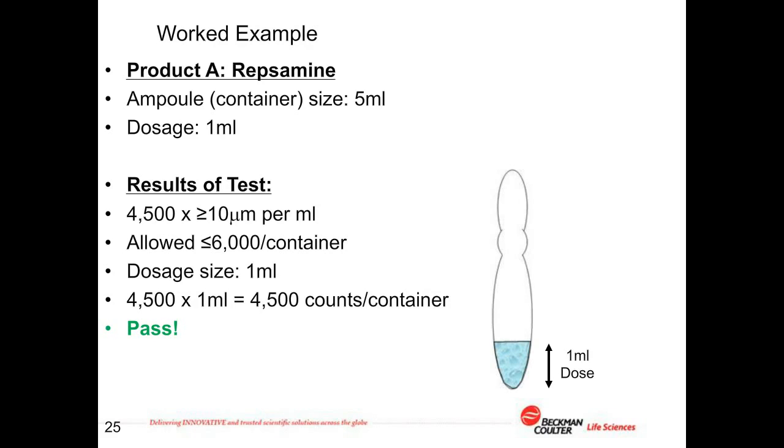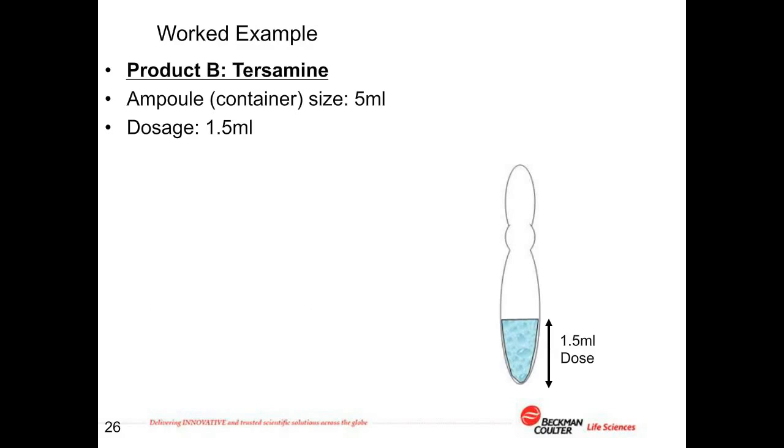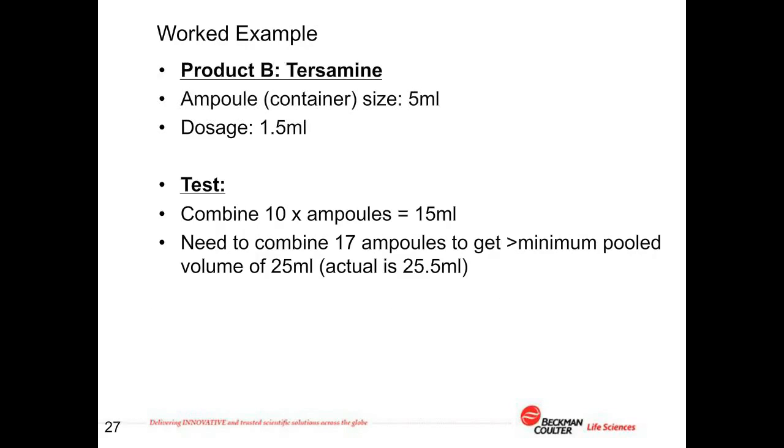So that's repsamine. That all seems very straightforward, not too complicated. But now we've got our second product, tersamine. Now this one, the patient dosage is 1.5 milliliter. Now if we do the same thing here, we combine the 10 ampules together, because there's more in each ampule, you actually get 15 milliliters. It's not enough for the 25, so in this case, you actually have to combine 17 ampules to get to that minimum 25 milliliter pooled volume. So instead of it being 25 for the repsamine, it's 17 for the tersamine. So you've got variability in there.